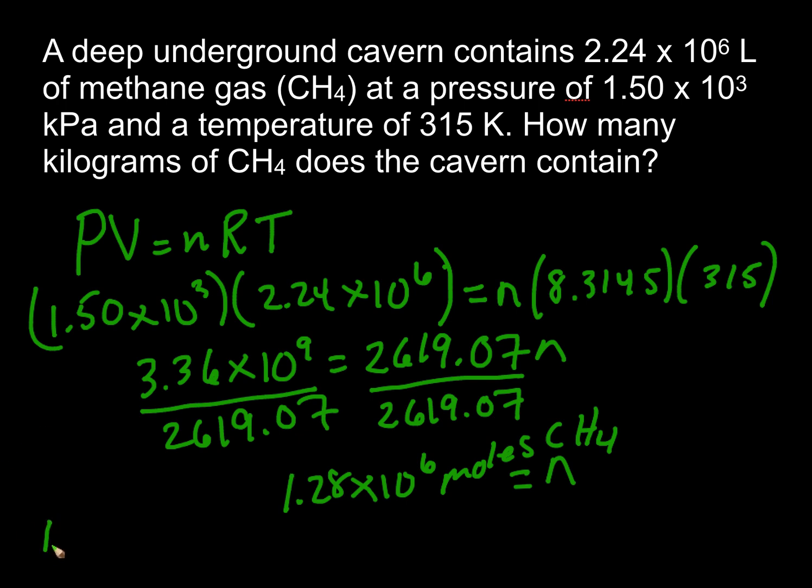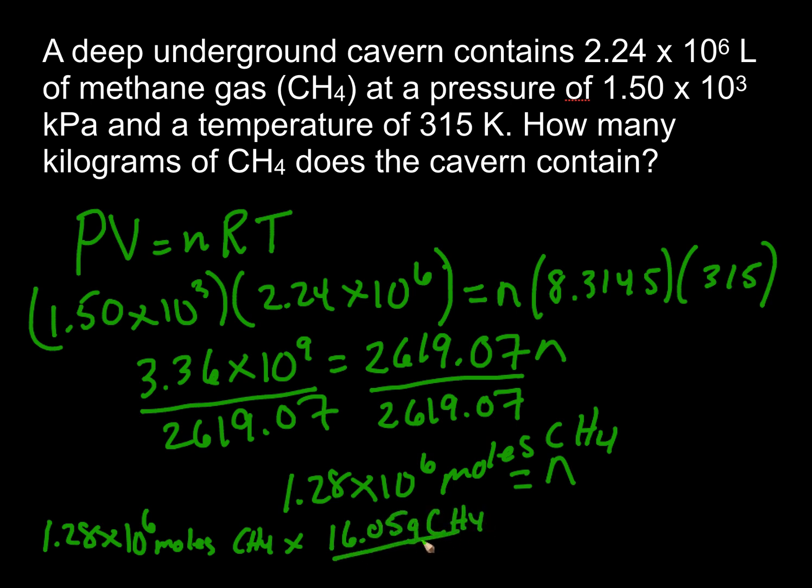Okay, so now we have 1.28 times 10 to the sixth moles of CH4. And we know CH4, we have 12.01 plus 4.04. So we have 16.05 grams for the molar mass. So we have 16.05 grams of CH4 divided by 1 mole of CH4. Now we want to go to kilograms, so we know in 1 kilogram of CH4 we're going to have 1,000 grams of CH4.